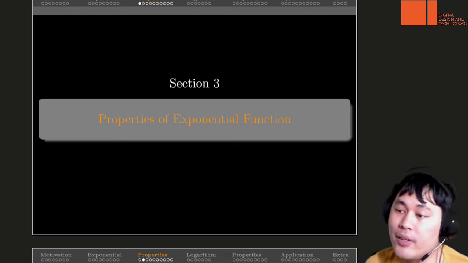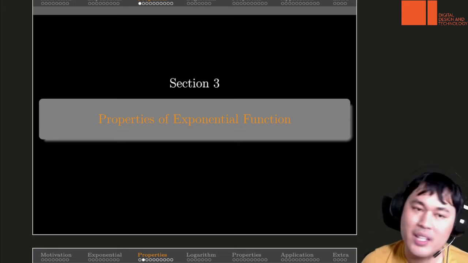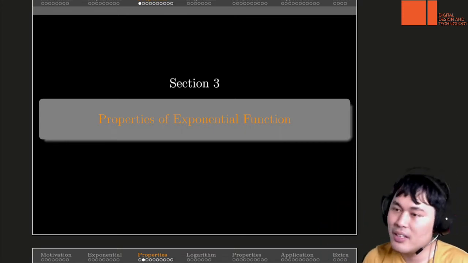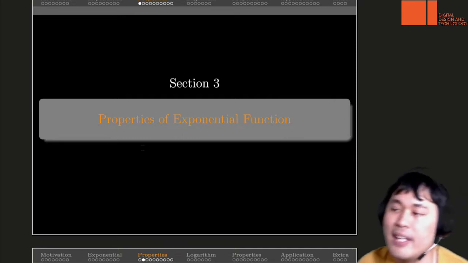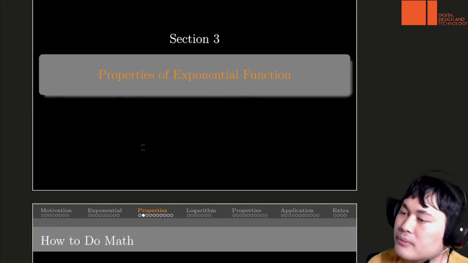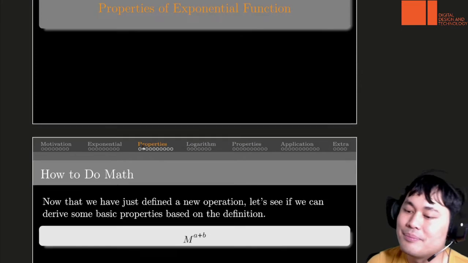Okay, in the third part, we are gonna study some properties. Maybe we can try to discover the properties or the definition of the exponential function. But now we are gonna use that to do the math and hopefully make our life easier.